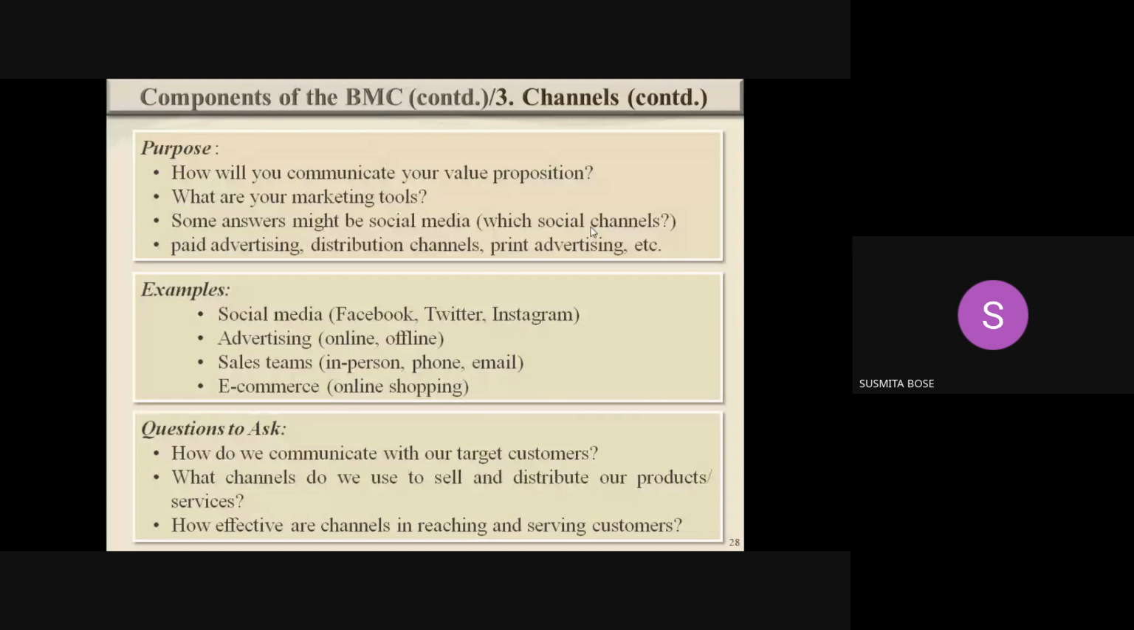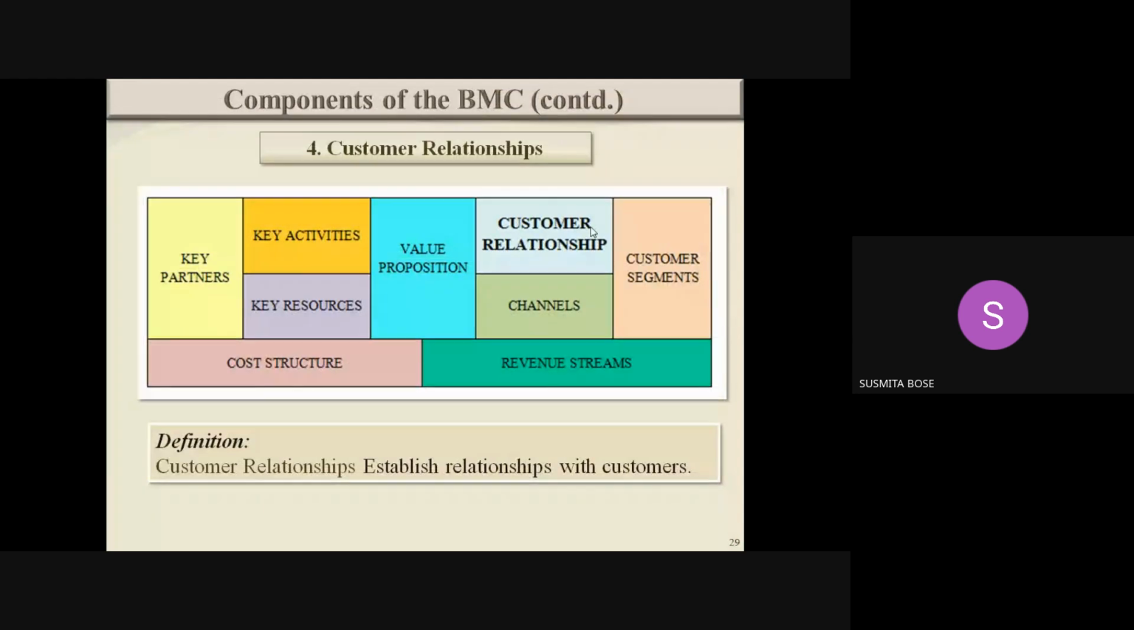You have to identify, like if you are thinking that these are the channels through which I will distribute my product, but actually in real life those channels are not that effective. It is not reaching the amount of customers that you are planning to reach. So then it is not that effective. So you'll have to work on that also.